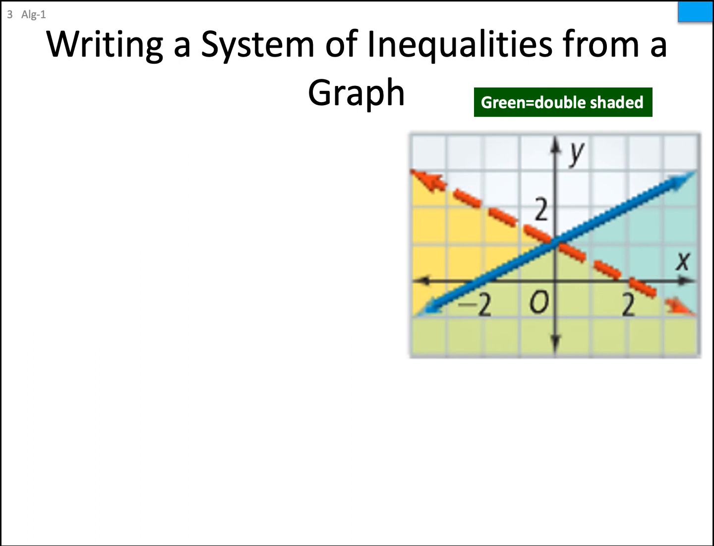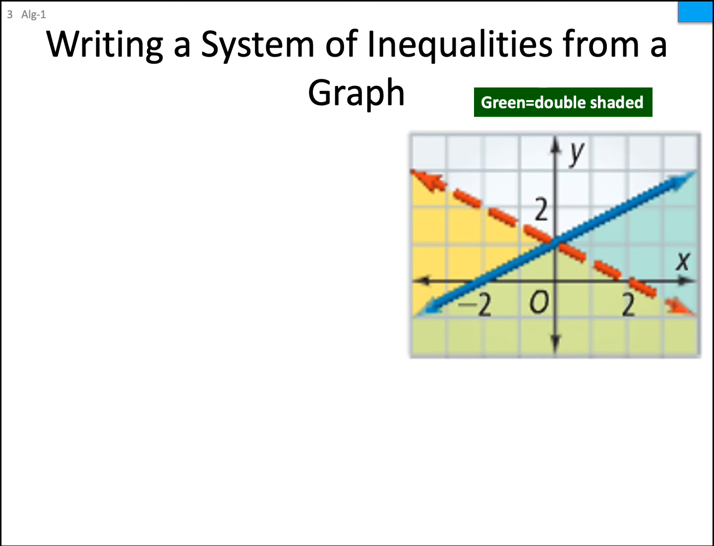Let's try one more. We'll call it a day after this one. Where is the double shaded region? Green is the double shaded region. I'm not sure why they used yellow. Why didn't they use red? They have a red line, you'd think they'd use red shading. They did use blue shading for the blue line. I guess red and blue would be purple, right? Is that how that works? Anyway, the green is your double shaded region right there.